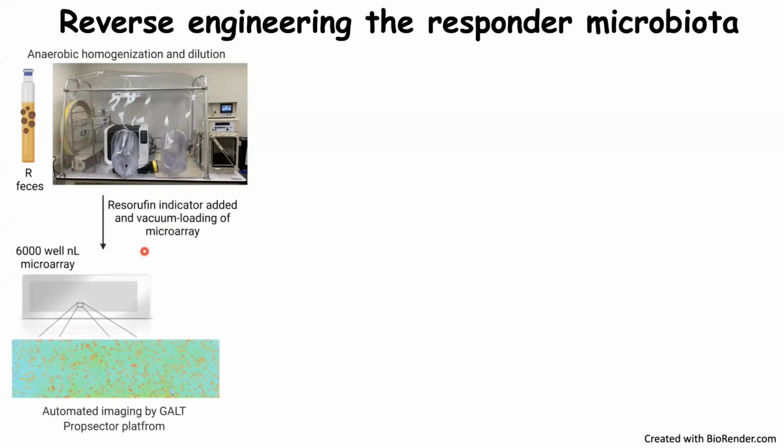What that system does is that there is an array that is composed of 6,000 nanoliter wells. And we dilute the feces in a way that we could load this array, and all these individual wells could be populated by one bacterium, okay? And the idea for that is that if you have only one bacterium per well, they will not compete with each other for food, and you have a better chance to isolate bacteria. So that's what we did.